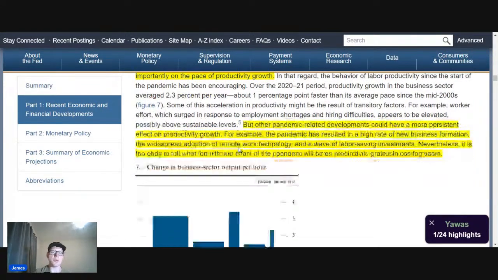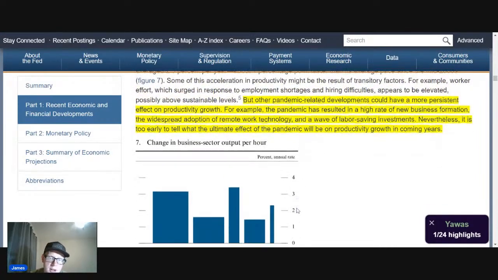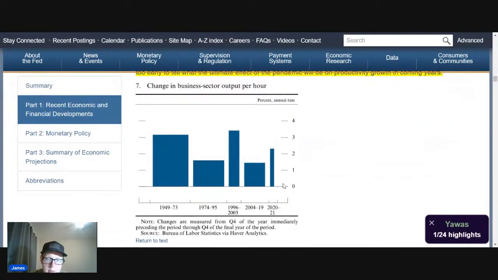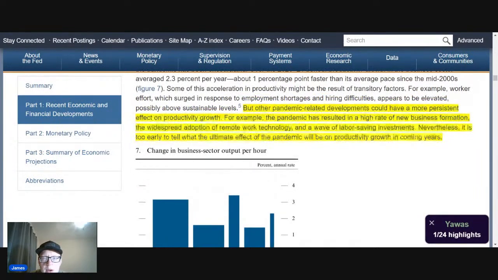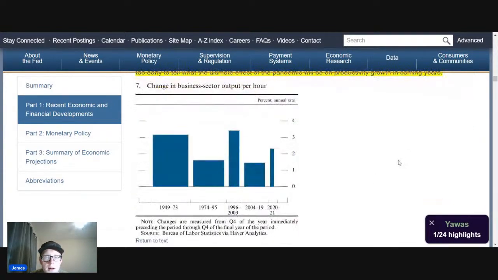Yeah, they actually have a graph for this. And this was showing how much productivity has changed. And in the paragraph here, they talk about how much it's increased, I think it's a whole percentage point, but 1 percentage point faster than the average pace since the mid 2000s. It's right there. Because they're only talking about this section to this section. So we have completely different things here. They're not even talking about this section.